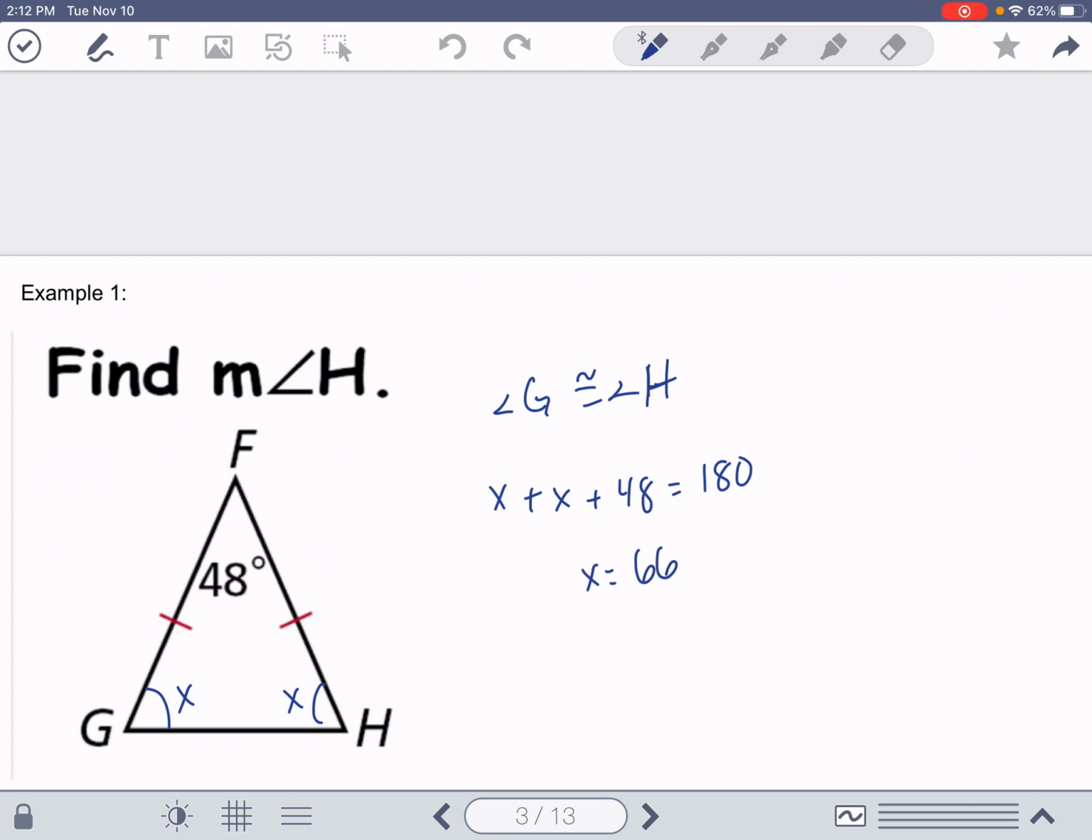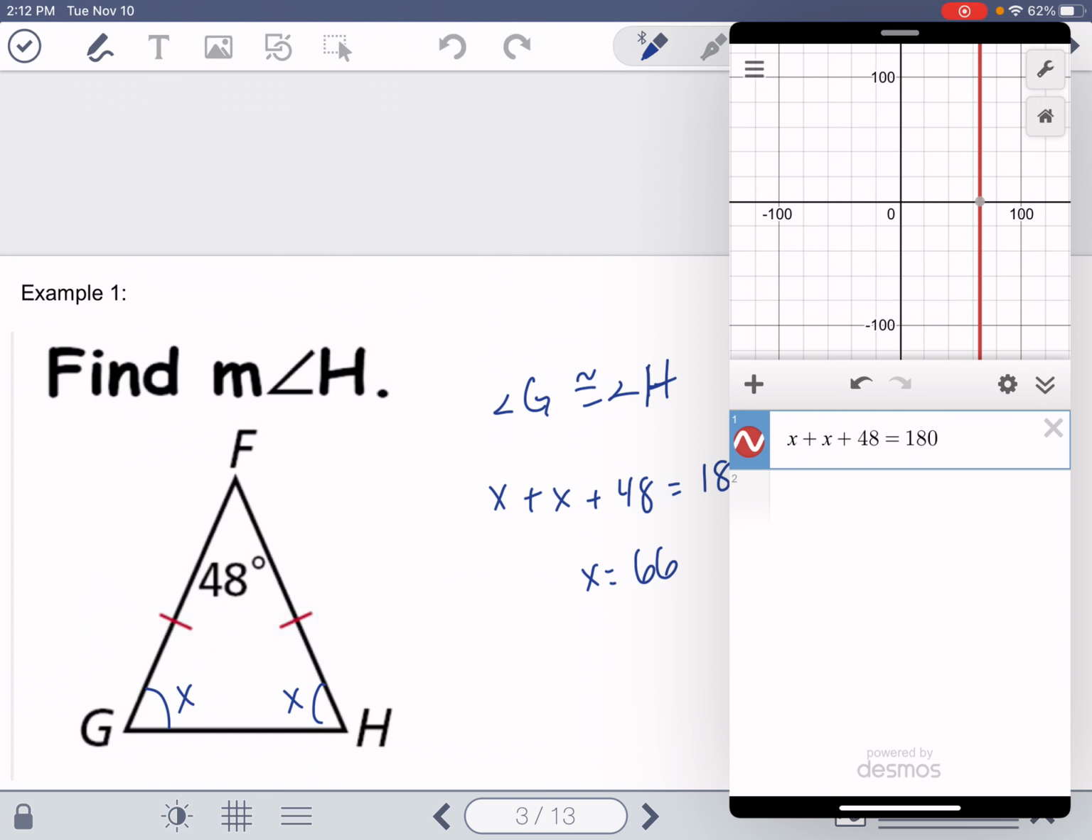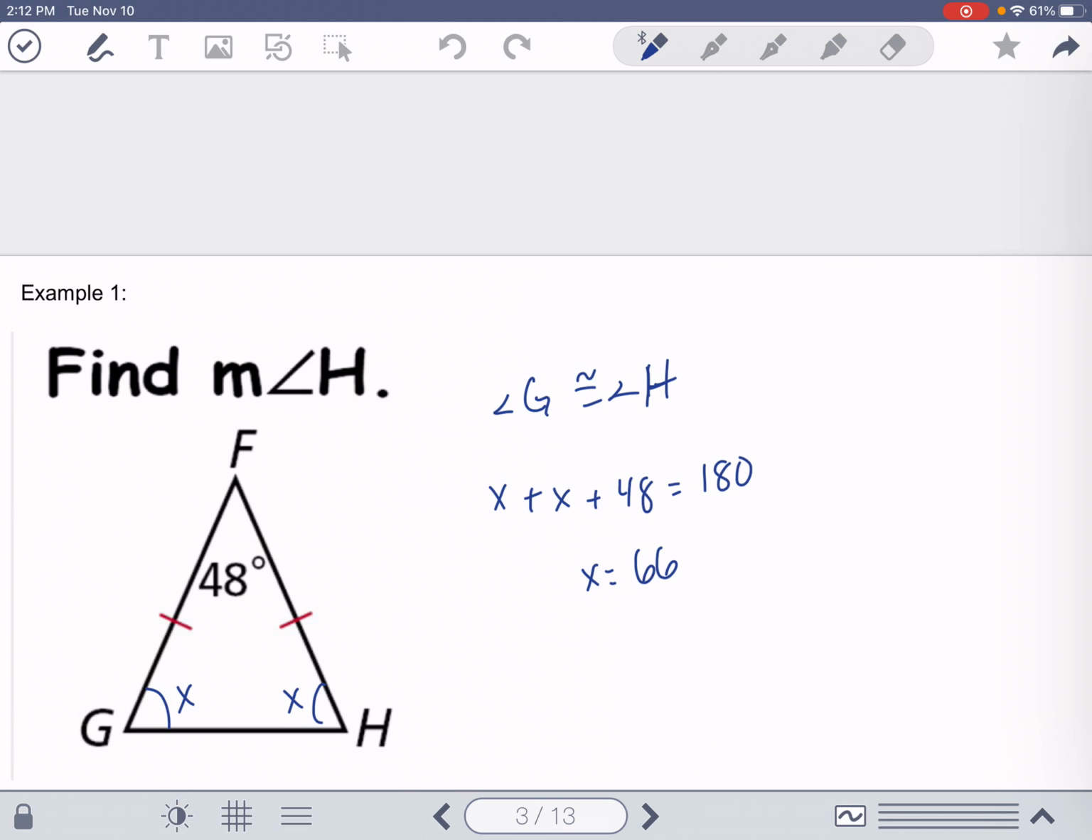Now, some of you are probably saying, why didn't I just subtract 48 from 180 and divide by 2? Well, that works. Let's see what we get. 180 subtract 48 equals 132, and 132 divided by 2 is 66. Yes, it works both ways.